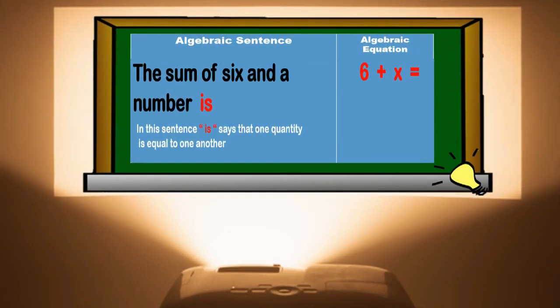Now class, let's go to the algebraic sentence and how we are going to translate it and write it into an equation. So first, let us read. The sum of 6 and the number is. In this sentence, it says that one quantity is equal to another. Now this is only a one-step equation, and if we are going to translate it, this will become 6 plus x equals. So it is a number sentence that contains an equal sign showing that two expressions are equal. Okay, next.